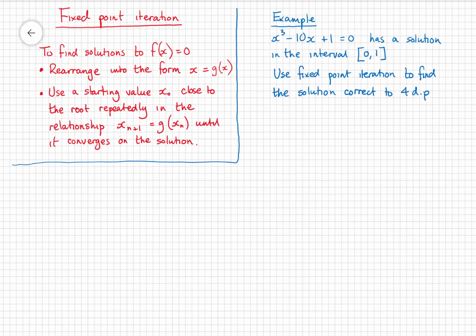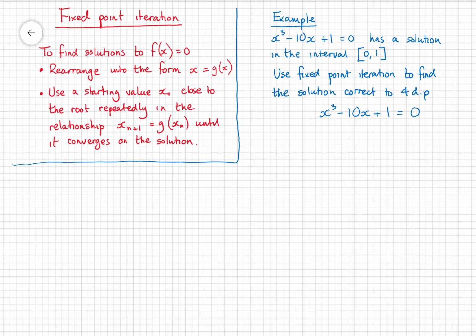All right, so here's the example that we're going to look at and apply those steps. We've got the equation x cubed minus 10x plus 1 is equal to 0. So f of x is x cubed minus 10x plus 1. We're told that there is a solution in the interval 0 to 1, and we're asked to use fixed point iteration to find the solution correct to 4 decimal places.